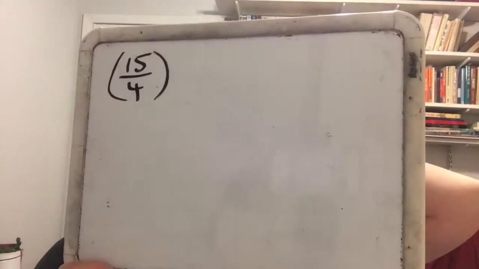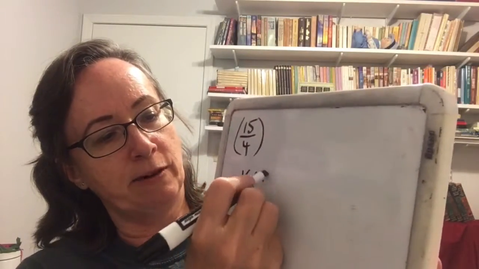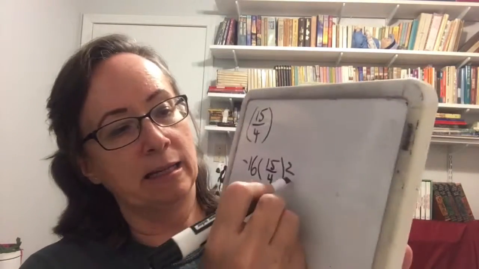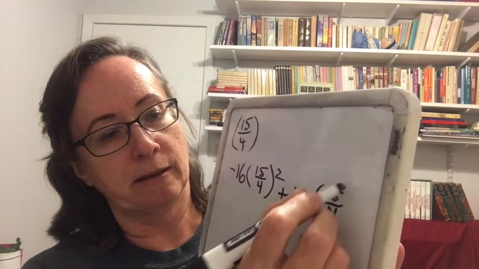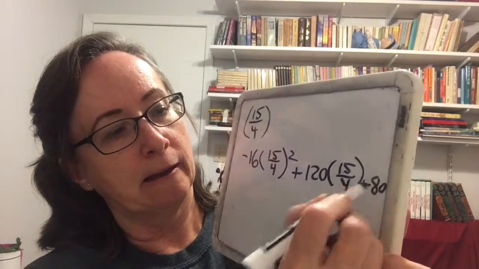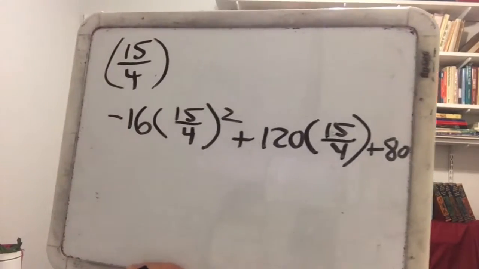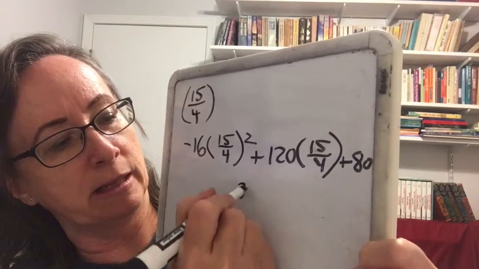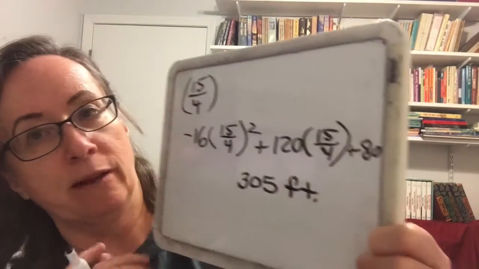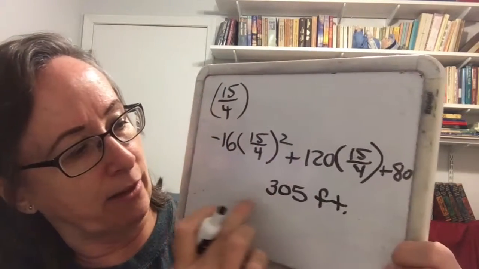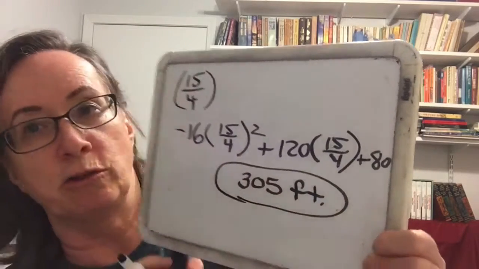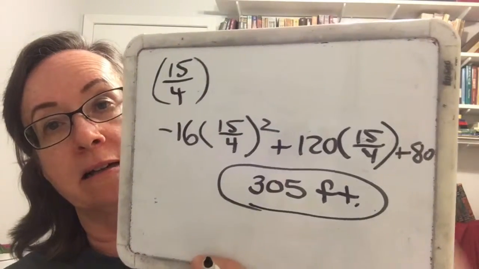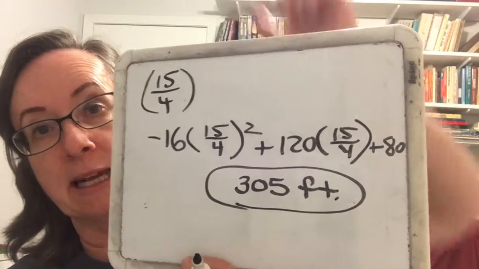Okay, so then I'm going to take that 3.75, and just for ease, I'm going to put it back in its fractional form. So I'm going to go back to 15/4 because I have to actually put this into the equation. So I have negative 16 times 15/4 squared, plus 120 times 15/4, plus 80. All right, and so that's the equation. We do all of the math, and the height of the rocket should go up to 305 feet when I do all of that calculation. So I'll let you do those calculations, but you're just plugging it into the equation, and you're using your order of operations and squaring that, and it comes out right.